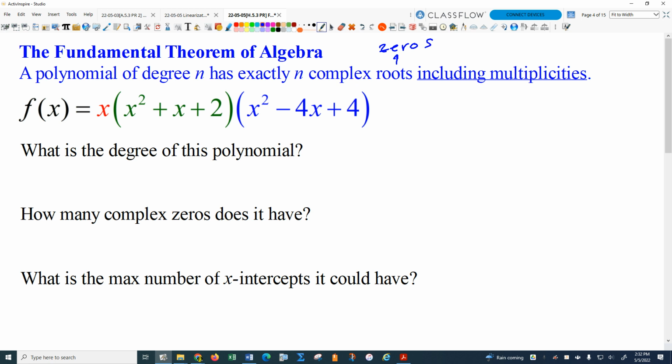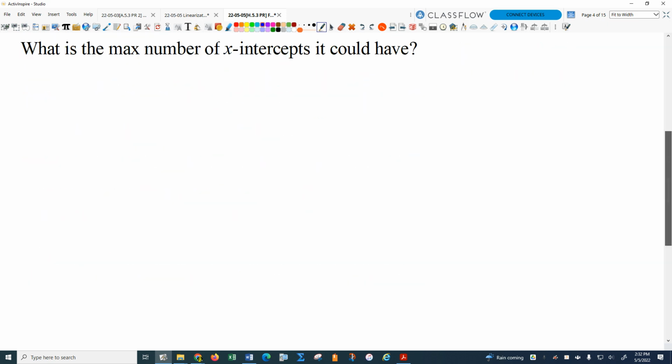Okay, but remember, only the real zeros correspond to x-intercepts, right? Like if I were going to, and I'll just remind you, I can't remember if we did this or not. We did it a long time ago, but I can't remember how recently, so I'm going to do it again real quick.